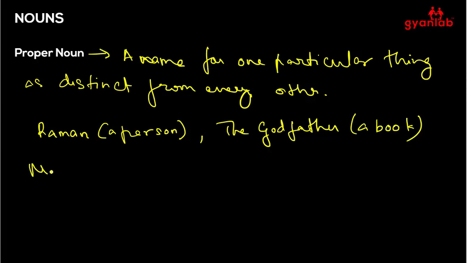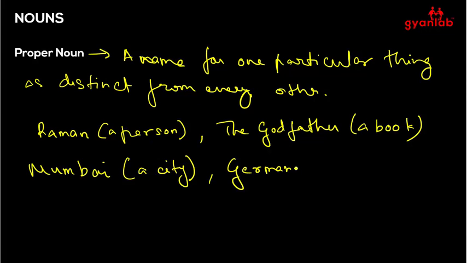Or if you take the case of Mumbai, Mumbai is a city, and not just any city, but a specific city. Or if you take Germany, Germany is a specific country. So all these words fit the criteria where this name, either Raman or The Godfather, Mumbai or Germany, is used for one particular thing which is distinct from every other.